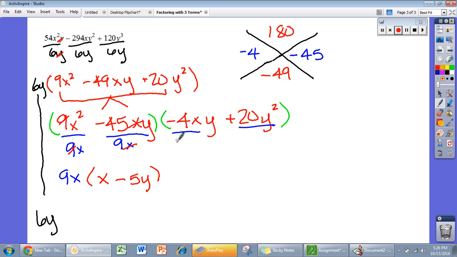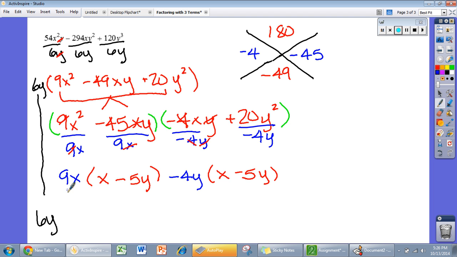Being this is a negative, I need to divide by a negative, and I can divide both by negative 4 as well as a y. I'm factoring out the negative 4y, and when I divide, let's see what remains. Negative and negative make a positive. My 4's are canceling. My y's are canceling, leaving me with the x. Positive 20 divided by negative 4, well, that's a negative 5. Y squared divided by y is y. And let's finish it up.